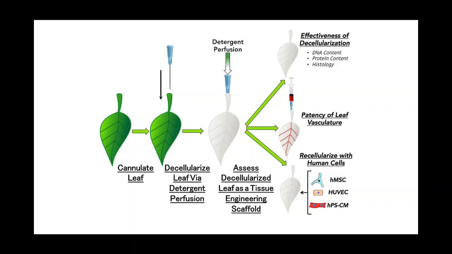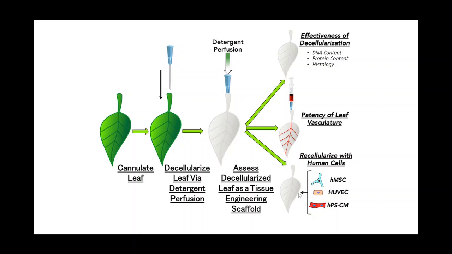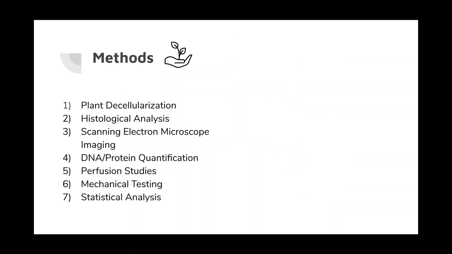In addition, an experiment was run with embryonic stem cell-derived cardiomyocytes, or HPS-CMS cells. These cells were thawed and immediately seeded onto the decellularized plant leaves. Then the cell cultures were viewed under a fluorescent analysis, and a MATLAB program was run to measure the intensity change over time. So first I'll be detailing the first couple parts of the methods.